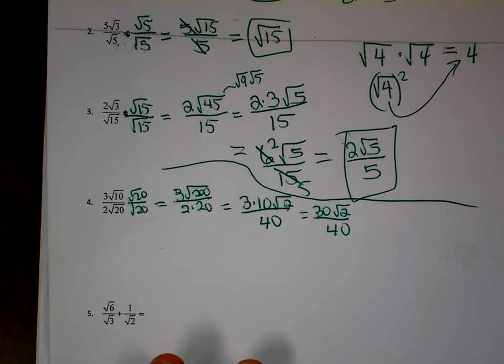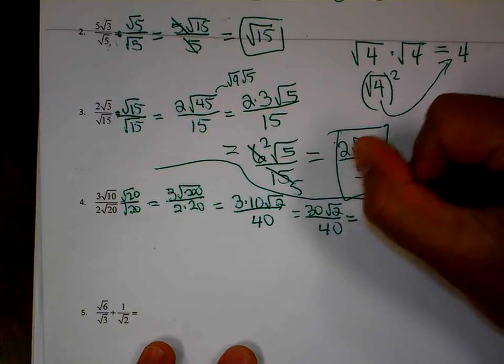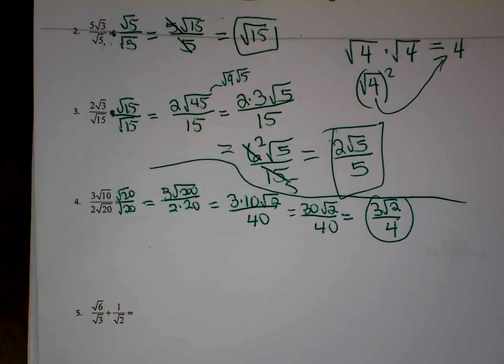10 goes into 30 and 40, so I get 3 square root of 2 over 4. Okay, so you could have taken that path and that would have been fine.